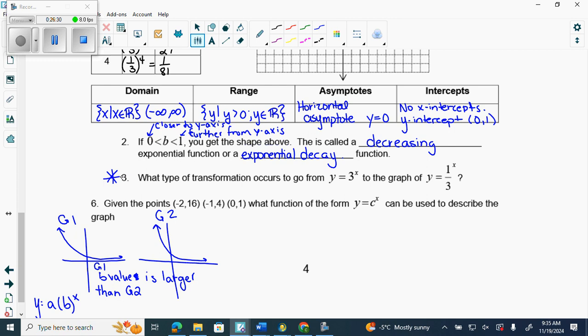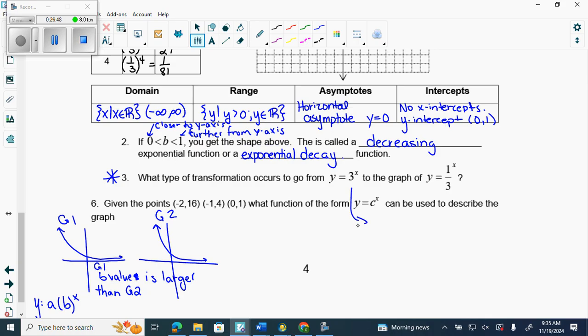What's happening? Reflection in the y-axis is what's happening. We can visibly see it, correct? But how can we prove that it's a reflection?